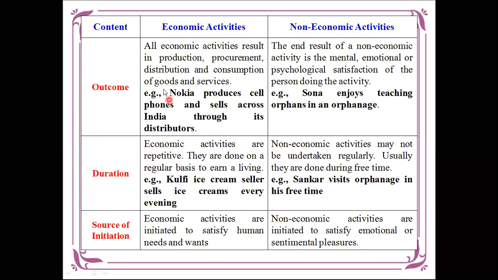All the economical activities result in production, procurement, distribution, and consumption of goods and services. Production means producing the product or services. Procurement means selling the product and services. Next, distribution, which means distributing and dividing to the consumer, reaching the consumer. Consumption means consuming the product. For example, Nokia produces cell phones and sells across India through its distributors.